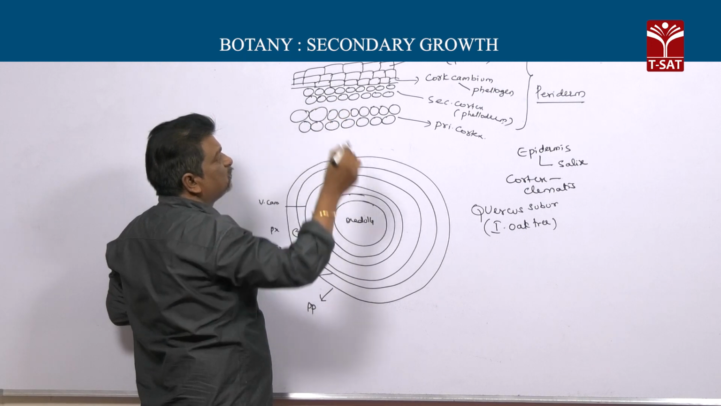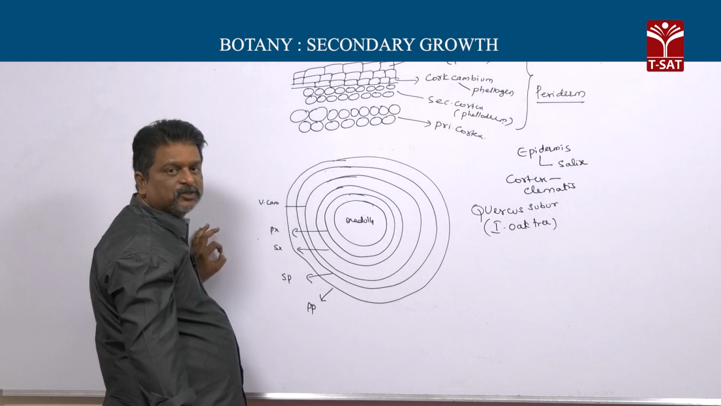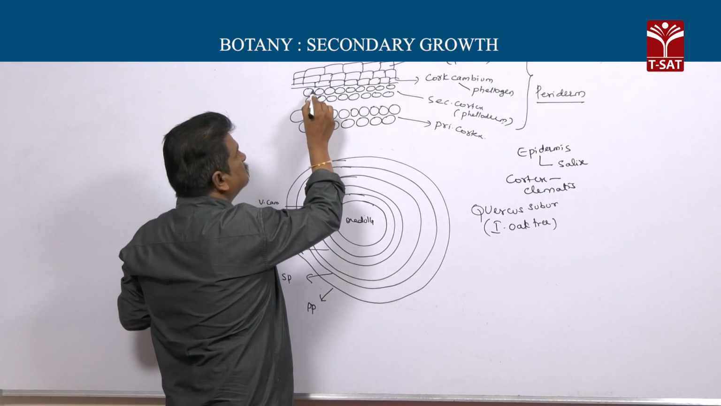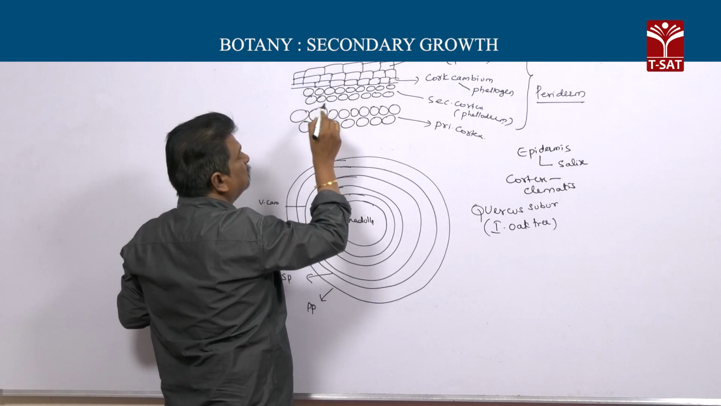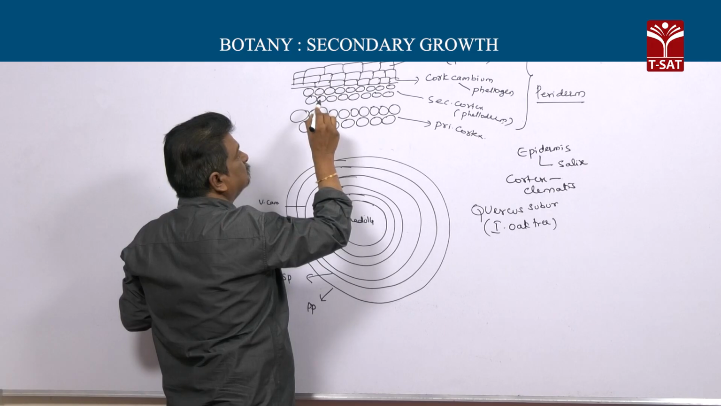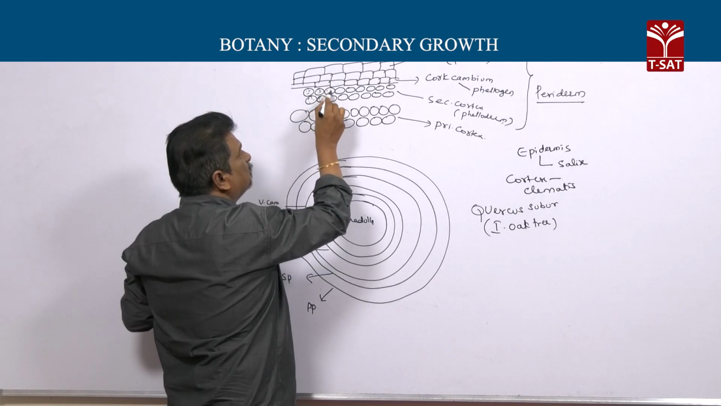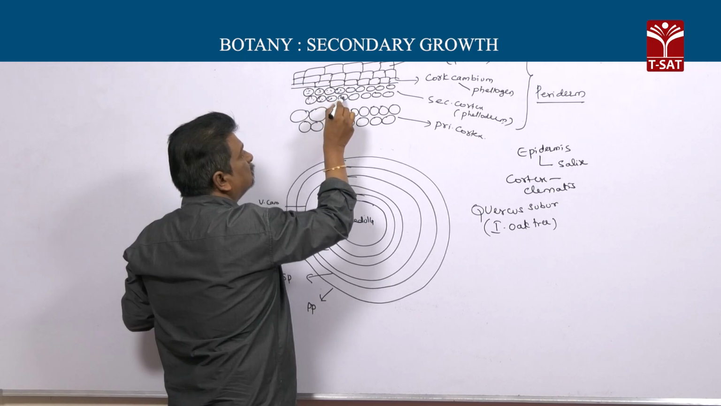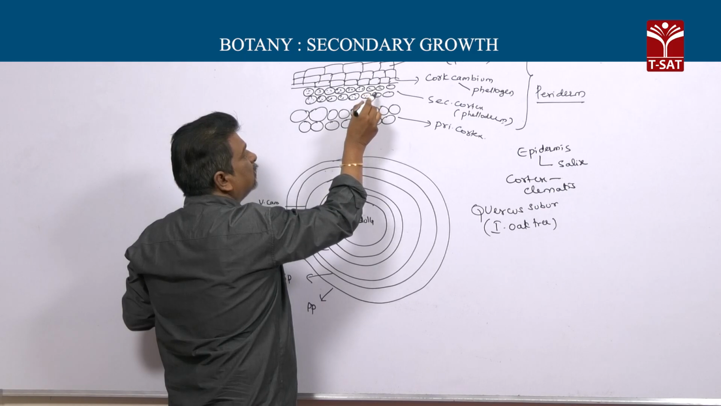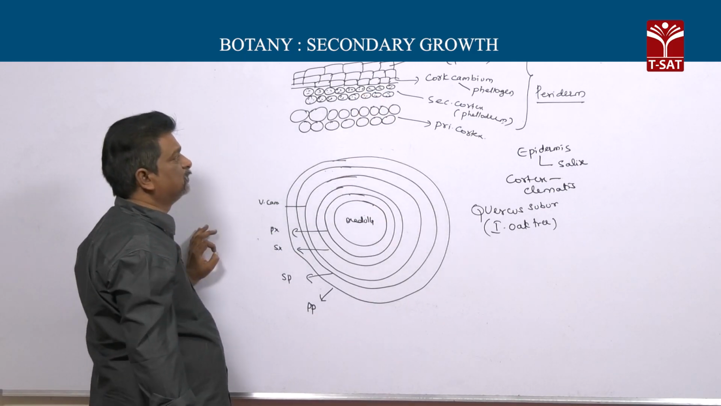Then next one, secondary cortex. Cortex means parenchymatous. So here the secondary cortex cells are spherical or oval with intercellular spaces. This secondary cortex contains chloroplasts, so it helps in photosynthesis. So the question: function of secondary cortex? Photosynthesis.